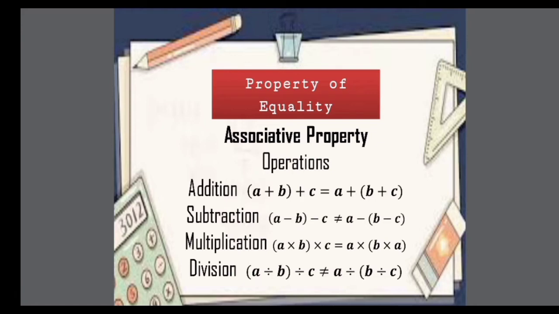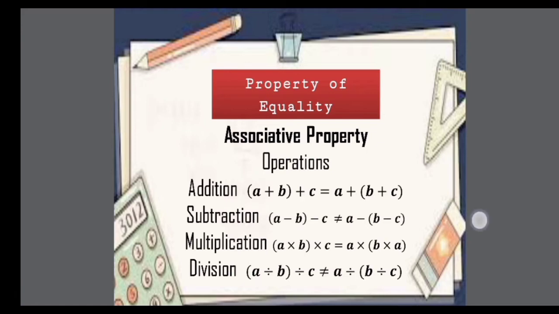Also, in our commutative property, changing the order of the numbers will not change the result in addition and multiplication. But in subtraction and division, it changes, and they will not be equal if an equation is given.